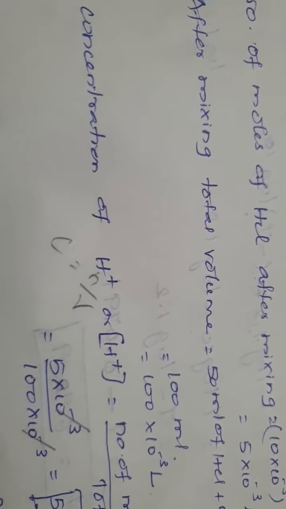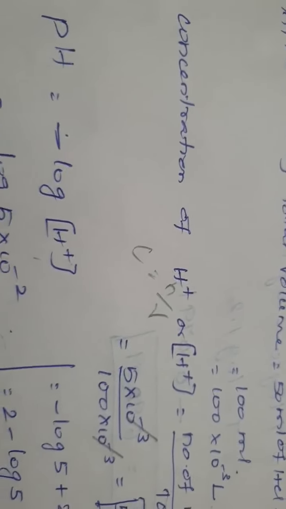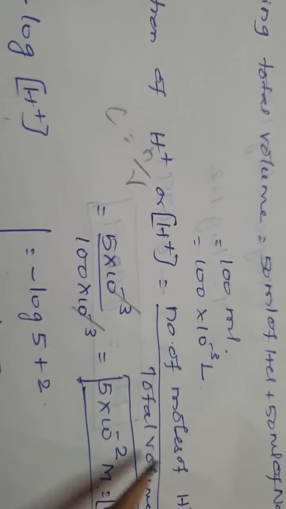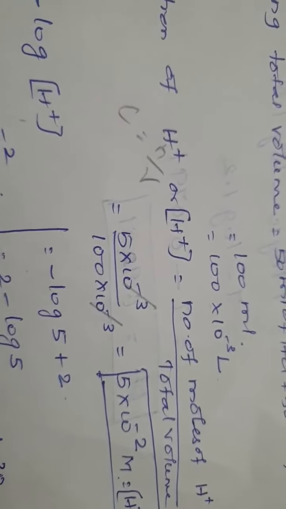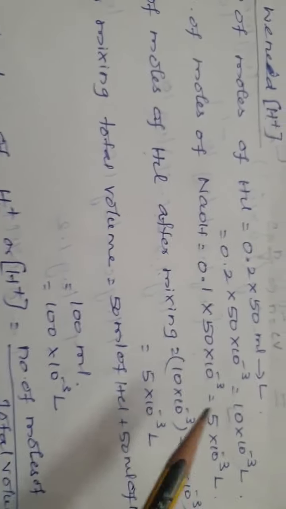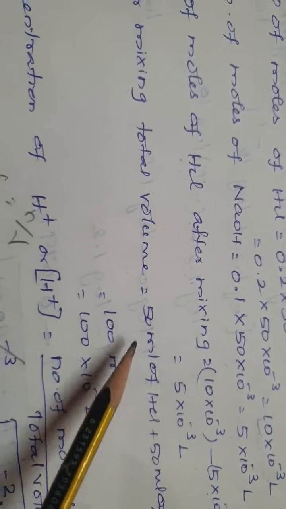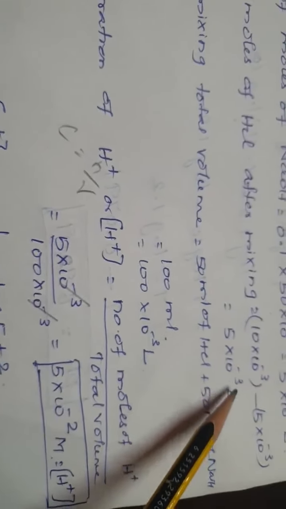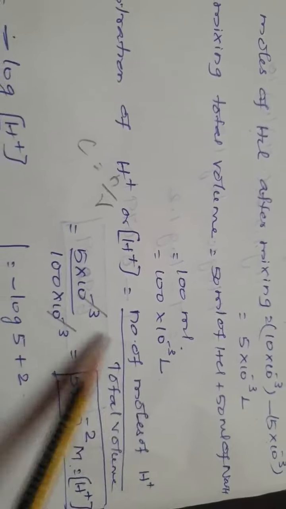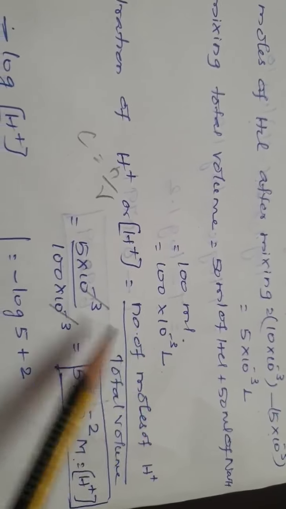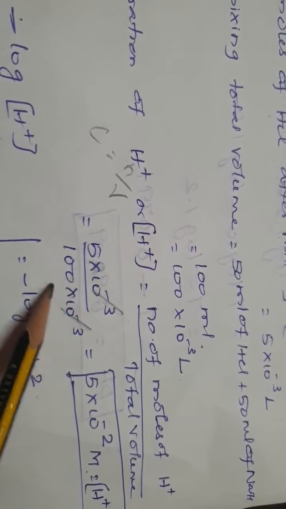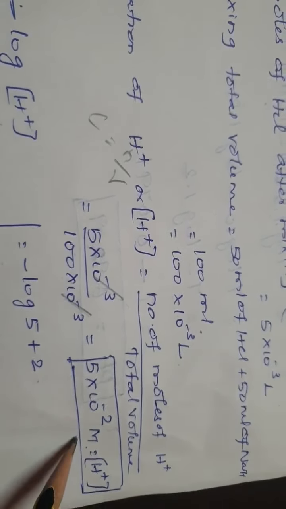Next step, you have to calculate the concentration of H plus. Concentration of H plus means you substitute this formula: C is equal to n by V. So the number of moles of H plus divided by the total volume. Already we calculated the number of moles of H plus and the total volume. So substitute the value: 5 into 10 power -3 divided by the total volume, 100 into 10 power -3. The 10 power -3 cancels. So 5 by 100 means 5 into 10 power -2. That is H plus.